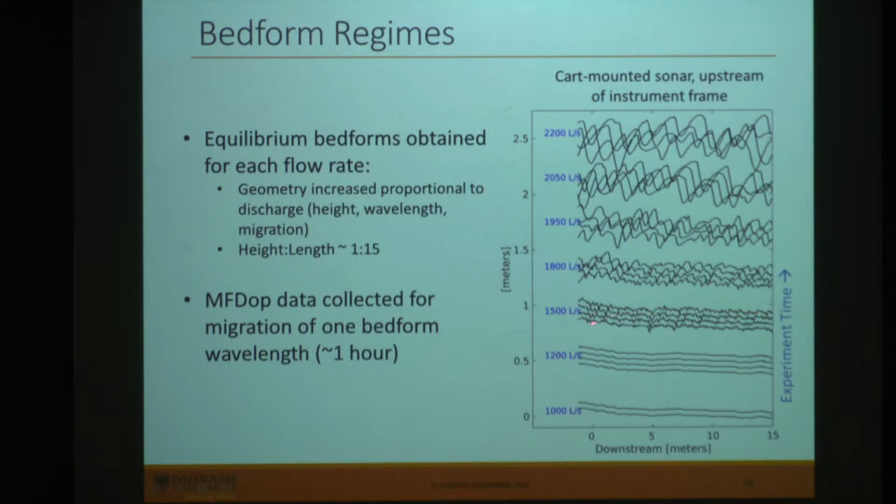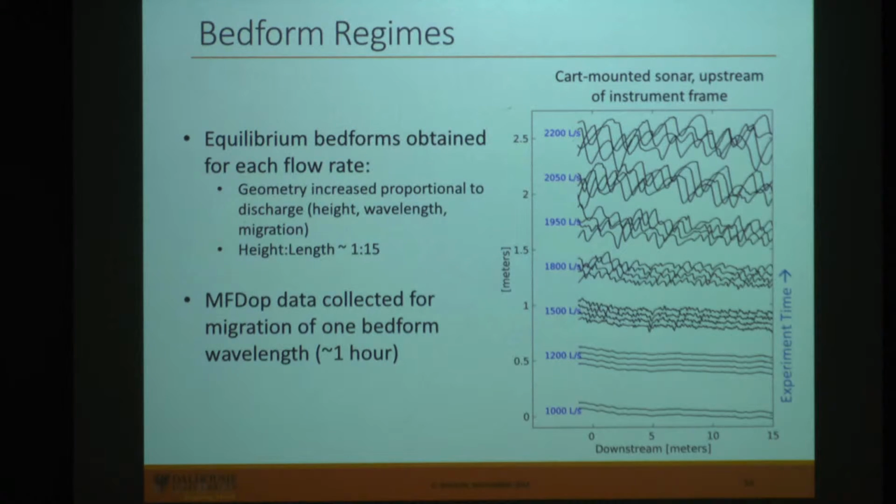And then we would run the flume until we saw with the cart sonar that the bed forms were in equilibrium. And once that occurred, we would run the fixed instruments on our frame for a period of time so that we sampled the migration of one bed form past the frame. So in that way, the fixed instruments would see different locations along one bed form.